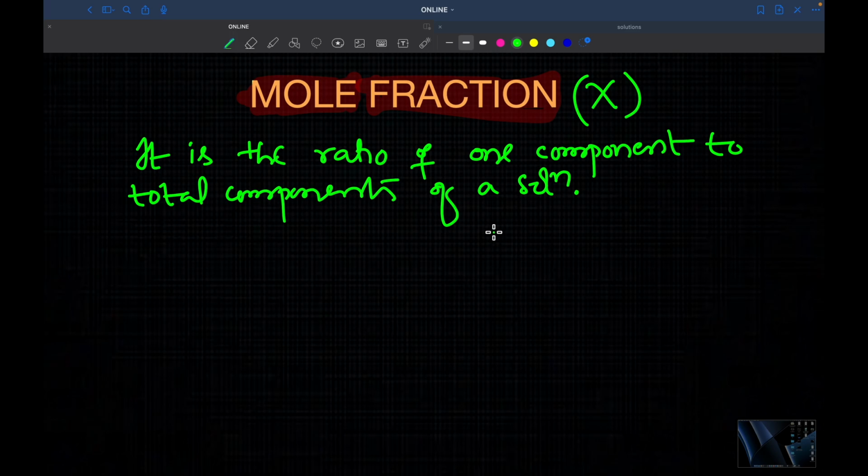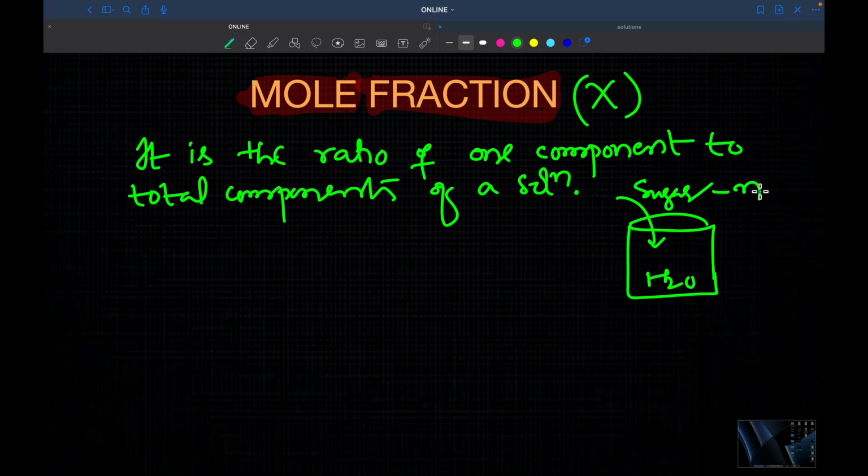So this is the mole fraction. For example, we have prepared a solution having water, and we have added some sugar, right? So first, what do we do? Calculate the number of moles of sugar and the number of moles of water. We call one component 1 and the other 2. So mole fraction of 1 is equal to N1 over N1 plus N2.